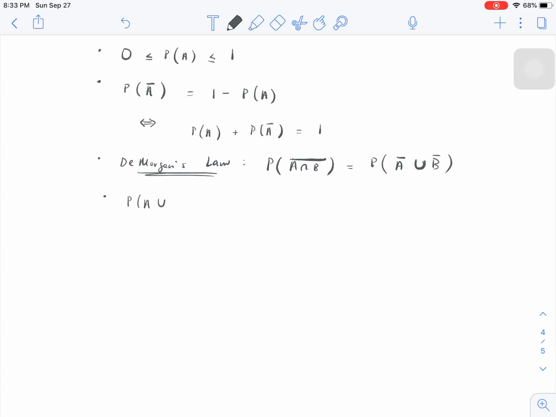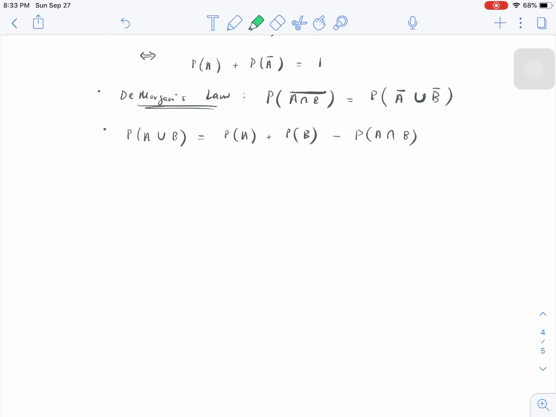Another fact we have that's useful is that the probability of the union of any two events is equal to the probability of one of those events plus the probability of another minus the probability of their intersection. For explaining why that's true, it might help to use a Venn diagram, just to give you an intuitive sense of how we come by this property.